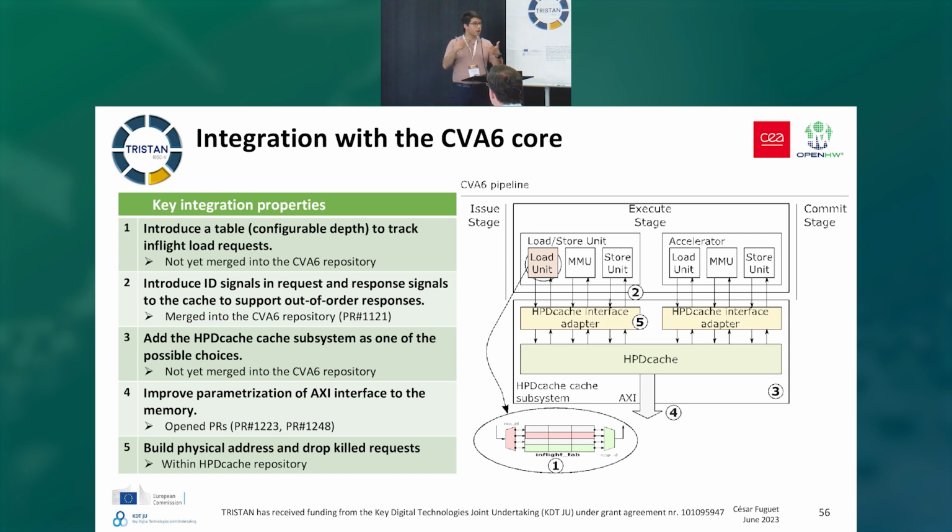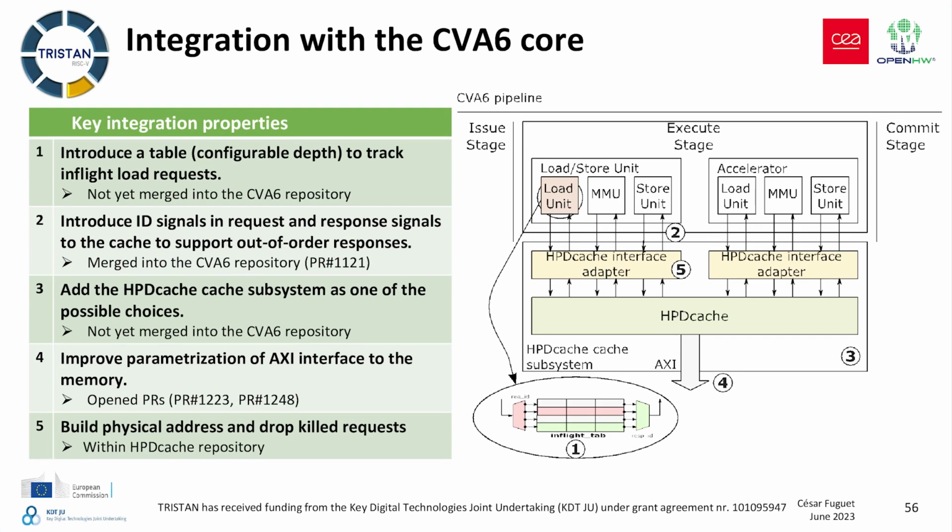I actually followed the process that Davide was explaining at the beginning of the presentation. I made a fork of the CVA6, made modifications on my forked CVA6 repository, pushed there, then opened a pull request on the CVA6 repository. And yeah, most of these modifications are already merged.